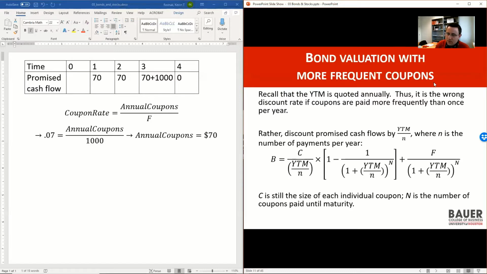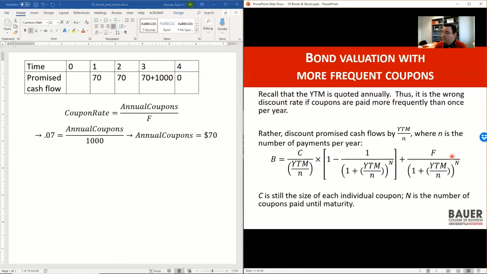Okay, so what are we going to do? We're just going to make a very simple adjustment. We have to divide the yield to maturity by the number of payments that you're getting per year. So we make a slight adjustment to our bond pricing formula. Anytime we had a yield to maturity before, we just divide by the number of payments per year. I didn't want this to be the first formula that you saw for bond pricing because it looks pretty ugly, but just know it's the exact same thing we saw.